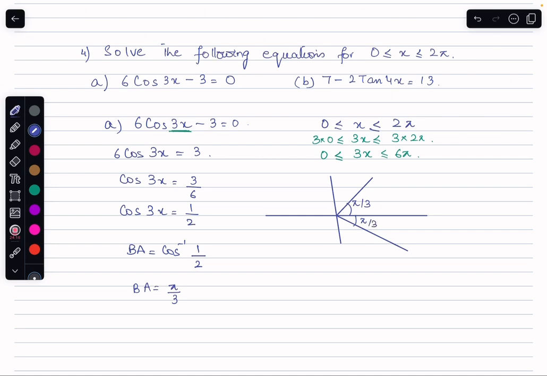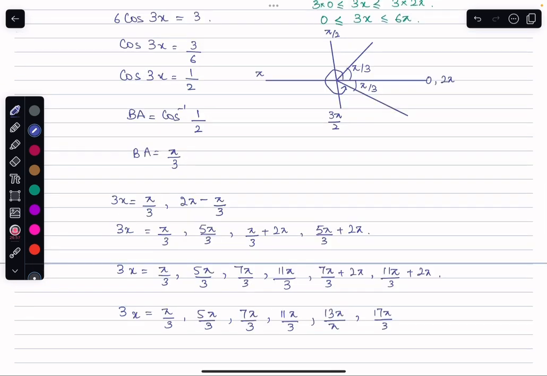So to get the general angle values for 3x, in the first quadrant I can see it's just pi by 3, and for the fourth quadrant I should say it's 2 pi minus pi by 3. So 3x then shall be equal to pi by 3, and then 2 pi minus pi by 3 is 5 pi by 3 here.